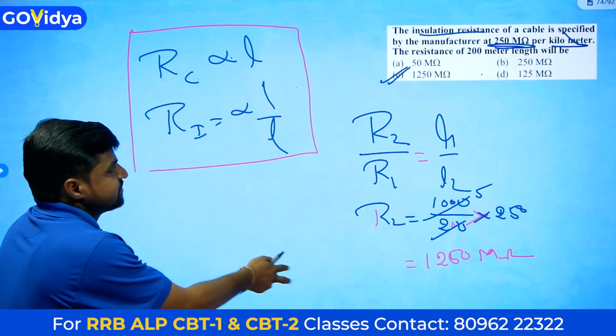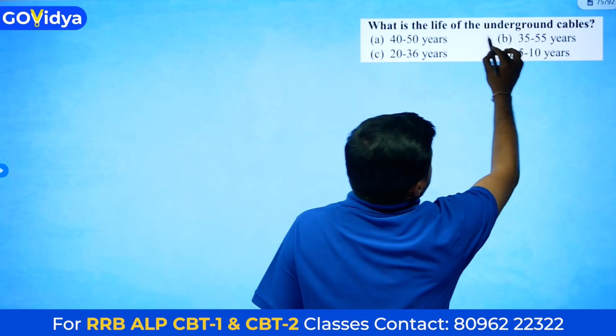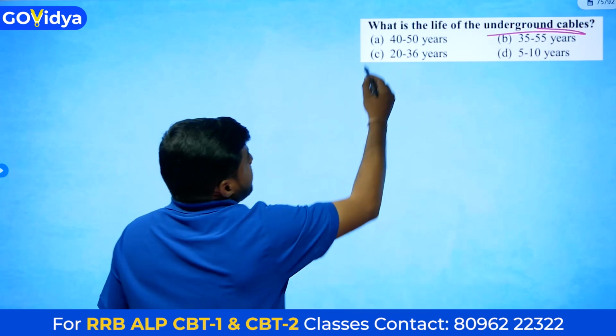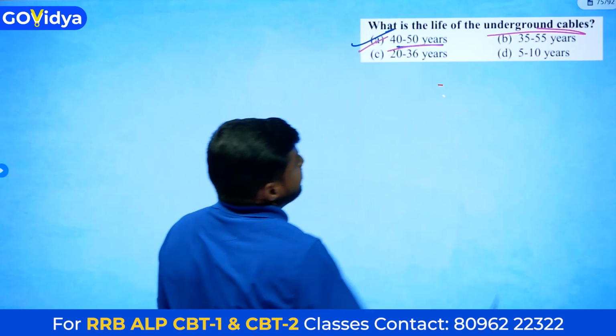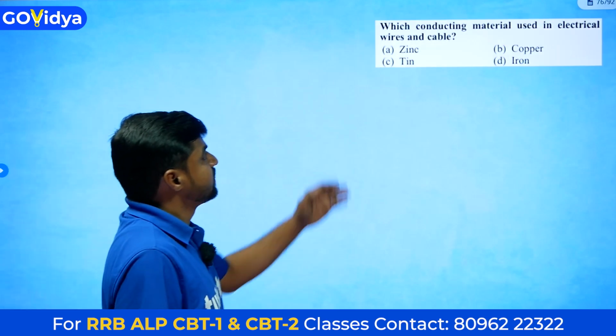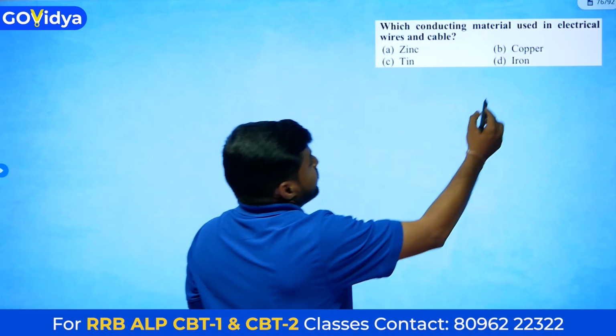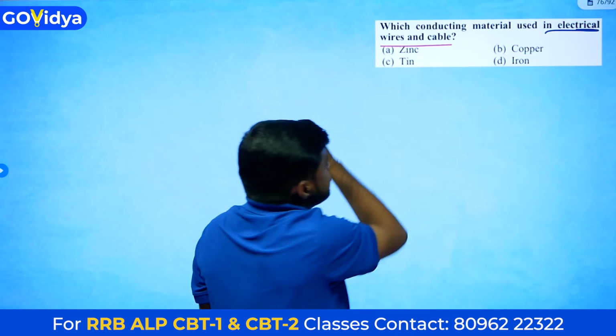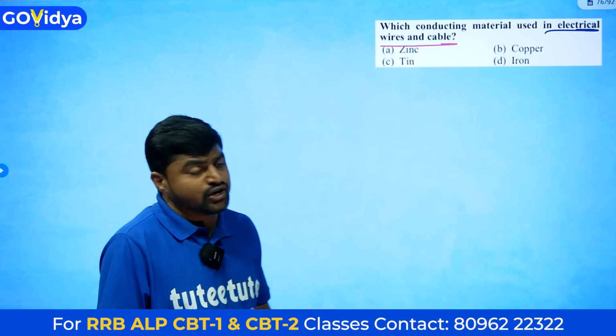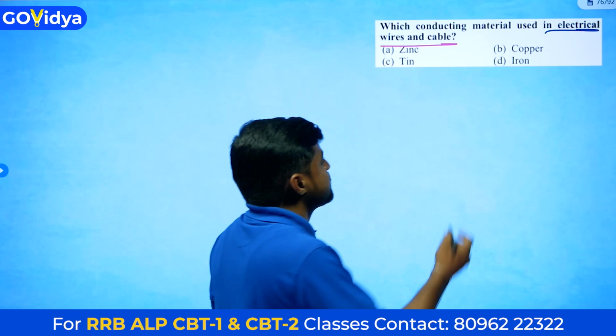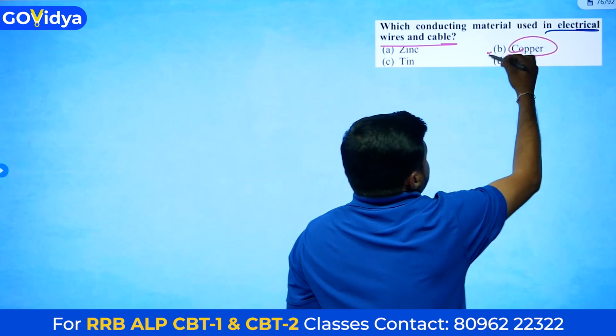Okay, next question. What is the life of underground cable? Underground cable life is 40 to 50 years. Okay, next question. Which conducting material is used for electrical wires and cables? The material we use for electrical wires and cables is copper or aluminium. From the options, option B is the correct answer.